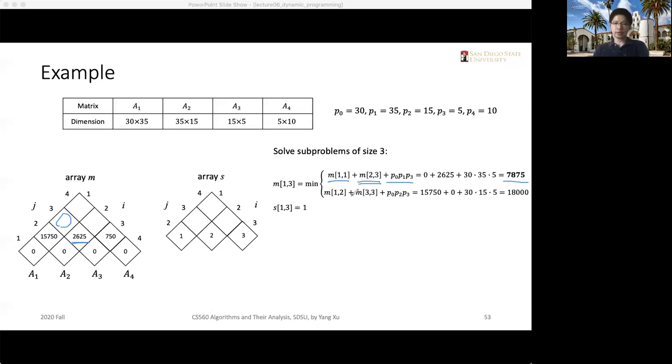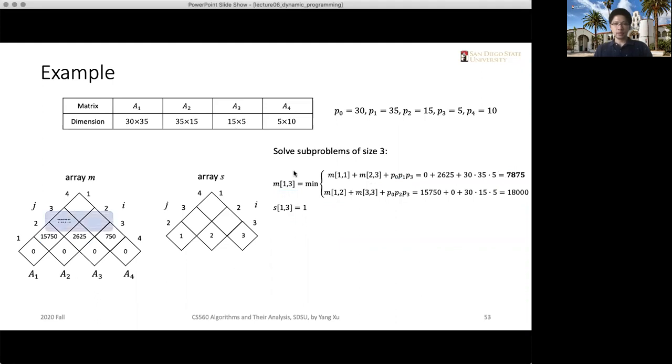7,875. So the second possible way to place the k is to put parentheses around A1 and A2 first, okay? And then plus M33 alone, and plus P0 times P2 times P3. So this entry M12 is also computed in the previous step, okay? And all we need to do is to compare the magnitude of the two candidates. And of course, the first way is better. It costs us less computation. So we will select this value for the problem of M13. Okay, and therefore the corresponding S matrix will also be updated with the value 1. Okay, because this is the position of the last parentheses.